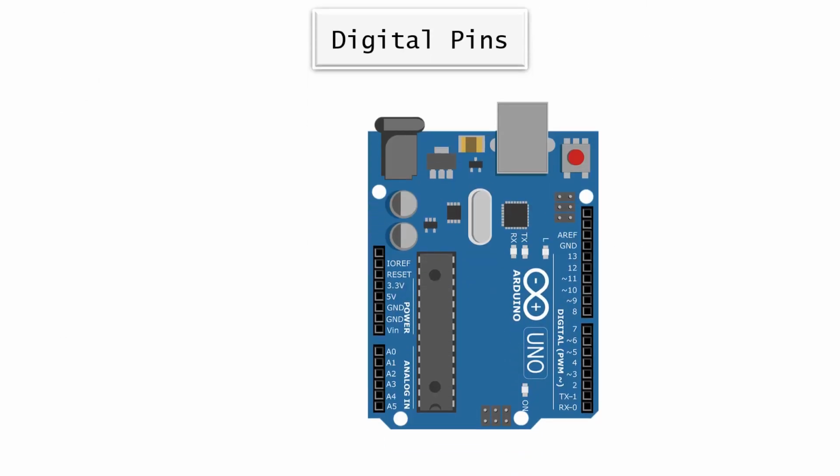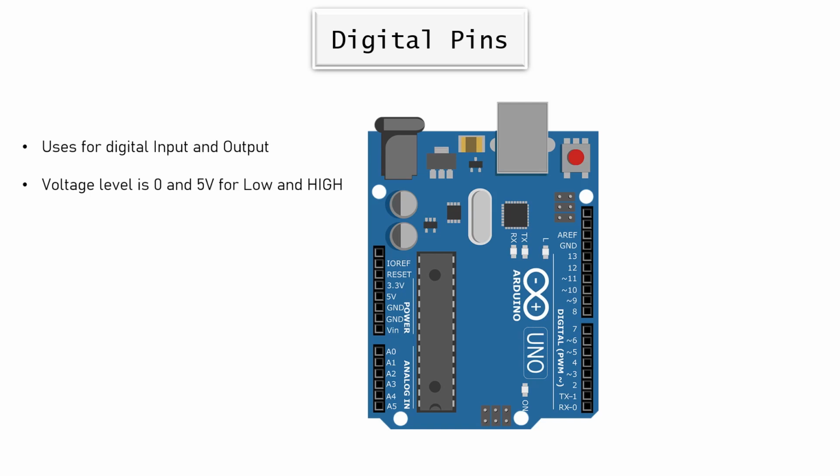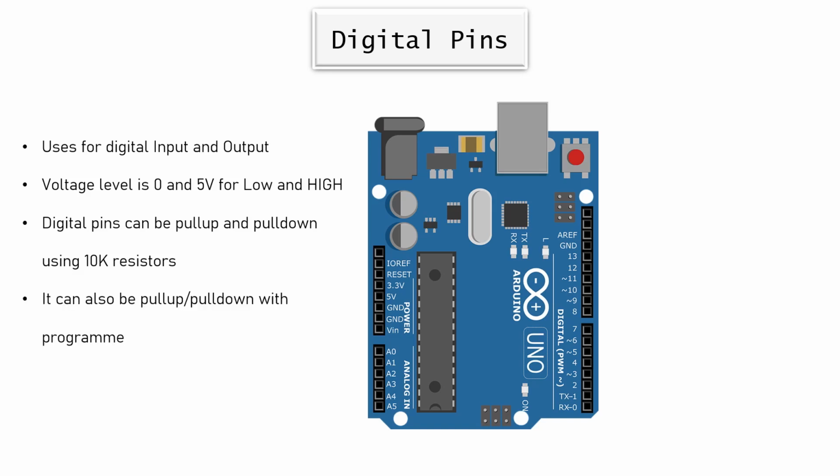The digital pins of Arduino UNO. The digital pins are used for digital input and output. The voltage levels of digital input-output pins are 0 and 5 volts. 0 denotes the low voltage and 5 volt denotes high. Digital pins can be pulled up using 10K resistors. They can also be pulled up or pulled down with a program.